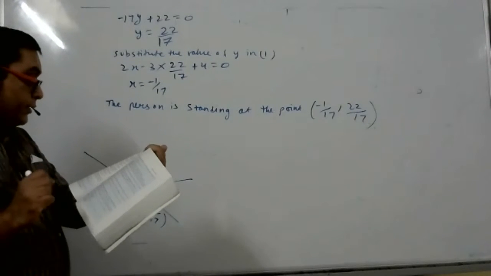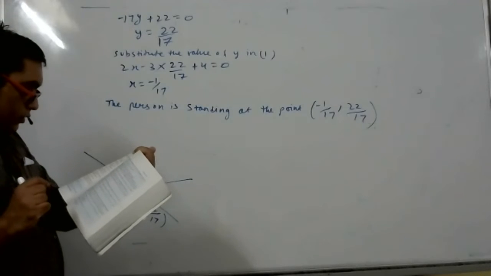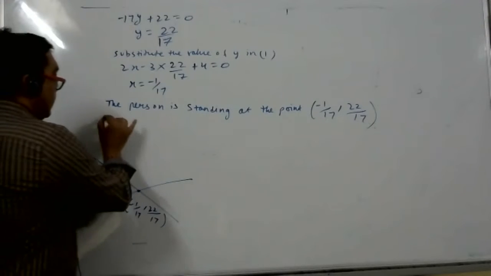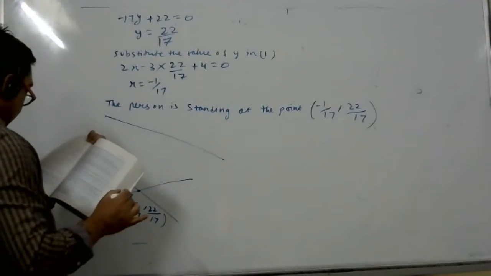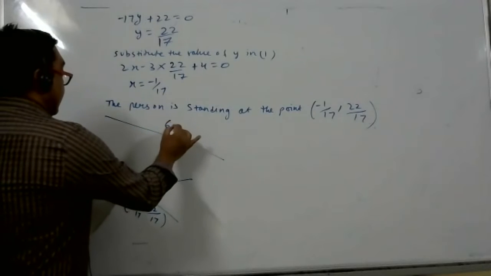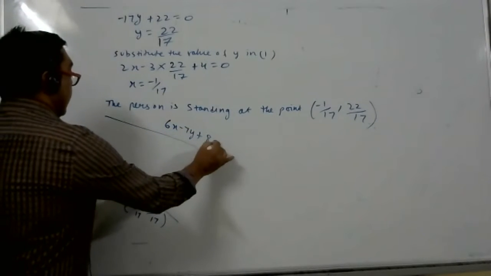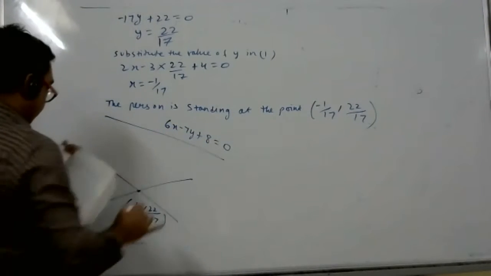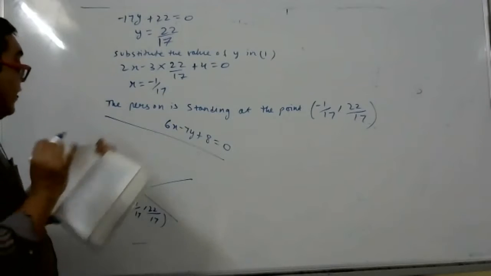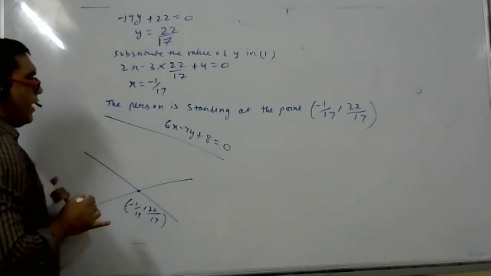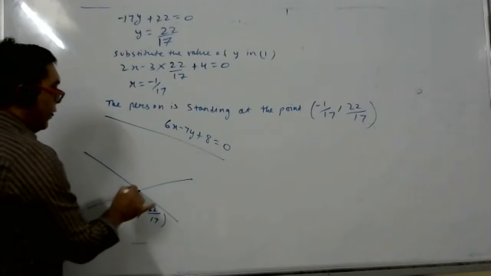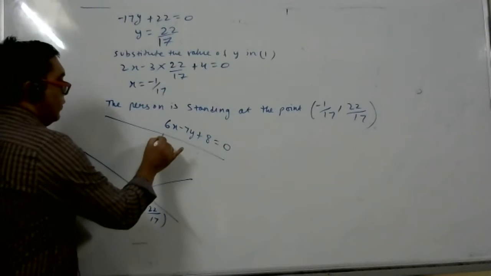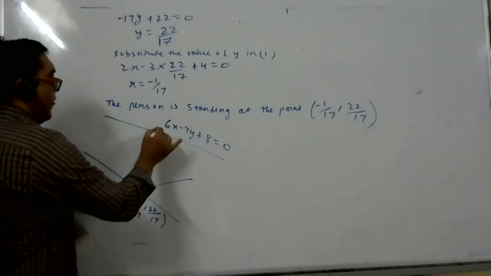Wants to reach the path whose equation is, suppose this is the equation, 6x minus 7y plus 8 is equal to 0. This is the path where the man wants to reach in least time. What can be the least time, student? Perpendicular distance. Perpendicular distance will be the least path. So he wants to go perpendicular, then only he can reach in the least time.